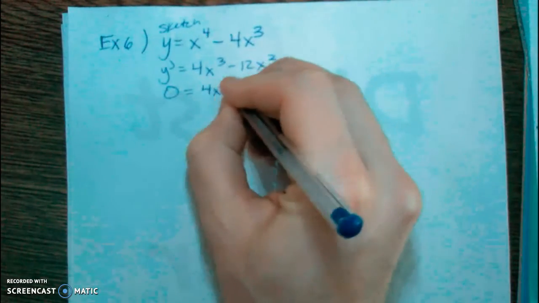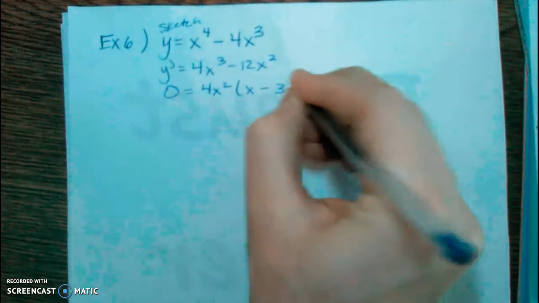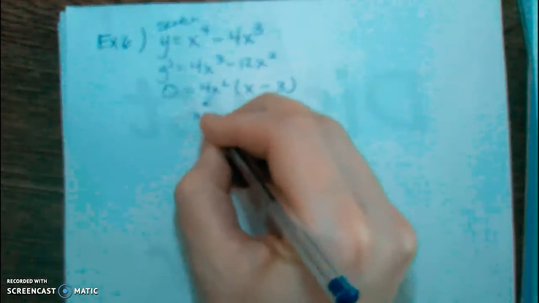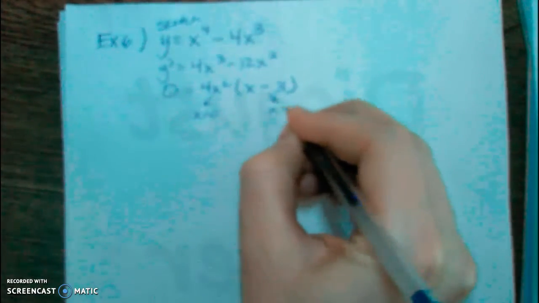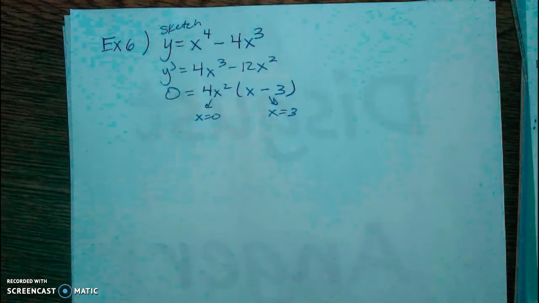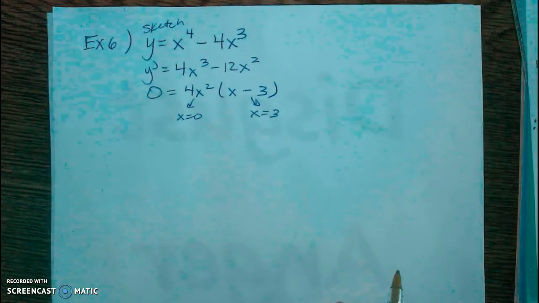I can take out a 4 and an x squared. So we'd factor like that. And if I set each factor equal to 0, I'm getting 0 and 3 as my critical numbers. Now that is going to help me create a chart. So we have negative infinity to 0 for my first interval, then 0 to 3, and then 3 to infinity.